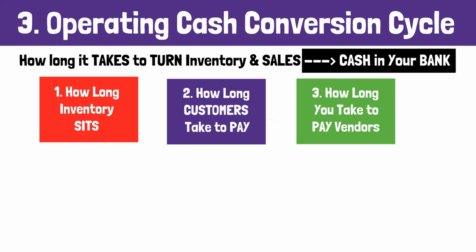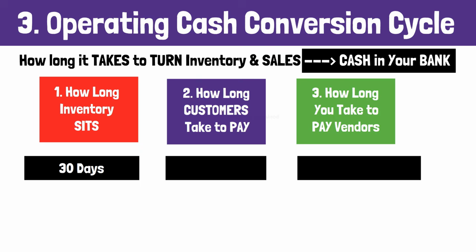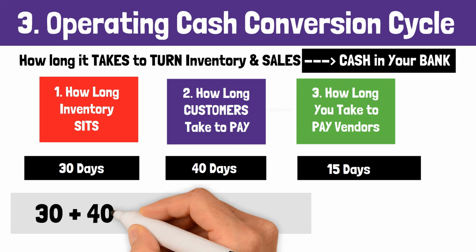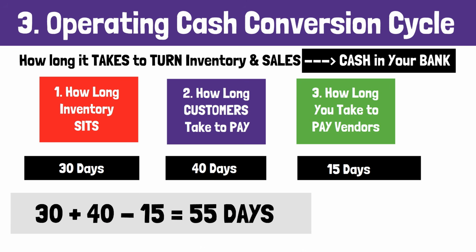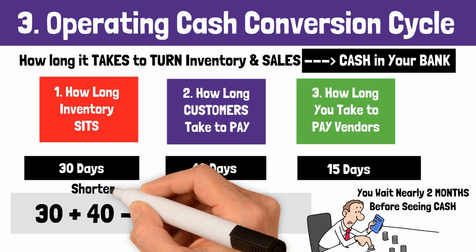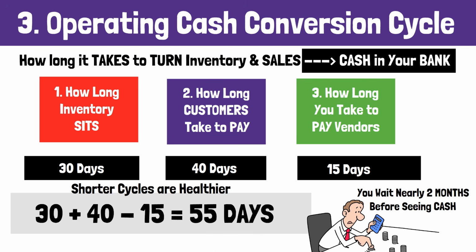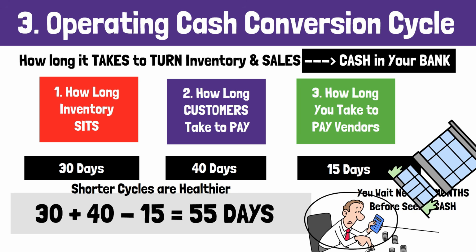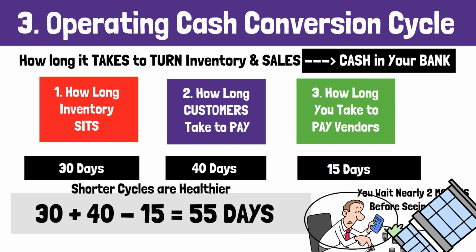If you hold inventory for 30 days, customers pay in 40 days, and you pay suppliers in 15 days, your cycle is 30 plus 40 minus 15, which equals 55 days. This means you wait nearly 2 months before seeing cash. Shorter cycles are healthier. Long cycles cause cash strain even when sales look strong on paper. This is why businesses fail with profits.